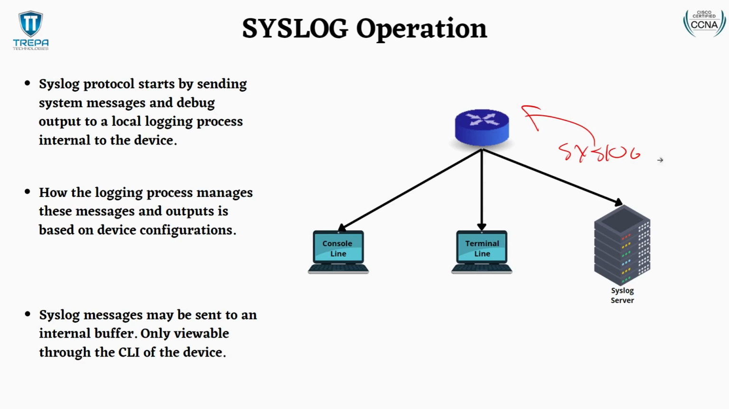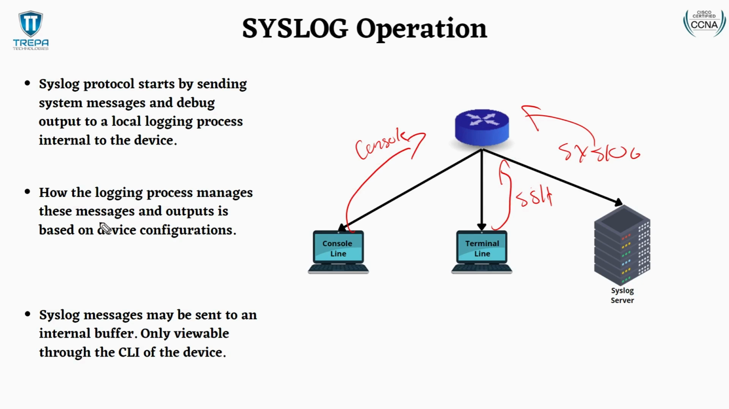If we turn syslog on, it's going to just be sending those log messages to an internal buffer, or that internal local logging process that's going to be internal to the iOS that we as network administrators could only see if we were either remoted in or physically through a console, or let's say we were remoted in via SSH. Then we'd be able to see that syslog archive or that logging buffer.